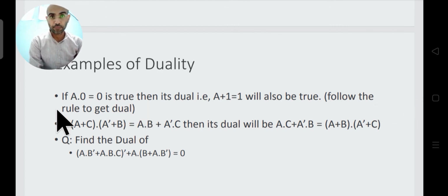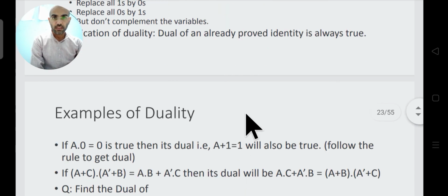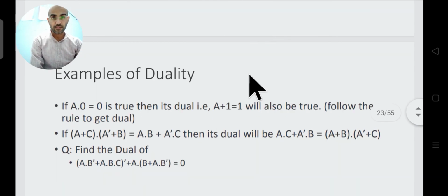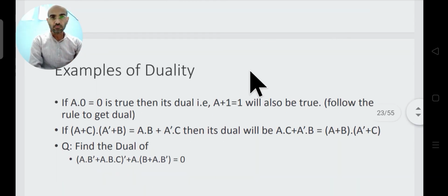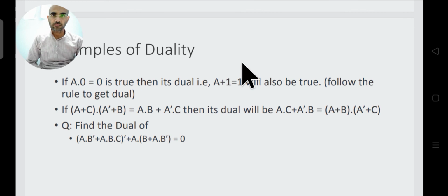With the help of certain examples, we will understand how to find the dual of a given expression. In the last slide I told you the method of how to find the dual. So we'll solve these examples and find the dual of certain questions.